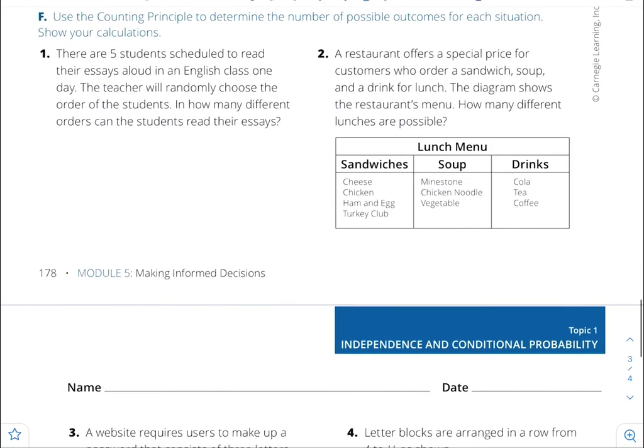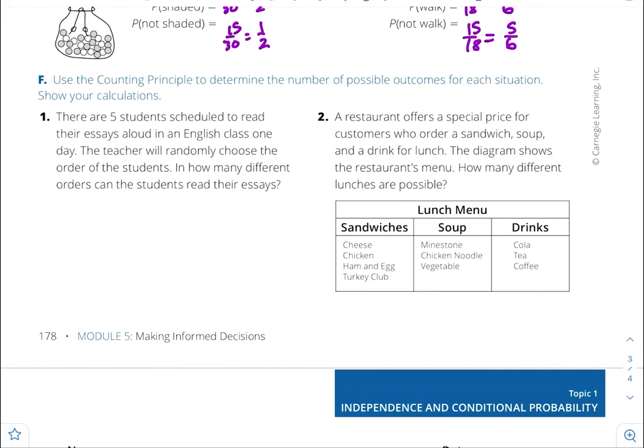So that concludes that. And now what you have left is the counting principle. There are 5 students scheduled to read their essays aloud in class. The teacher will randomly choose, and how many different orders can the students read their essays? So this is the counting principle. There's an order of 5. How many options here? 5 students could possibly read there. 4 students here, because if one's already here, there are 4 options of students to read aloud. 3, 2, 1. That one is 120.